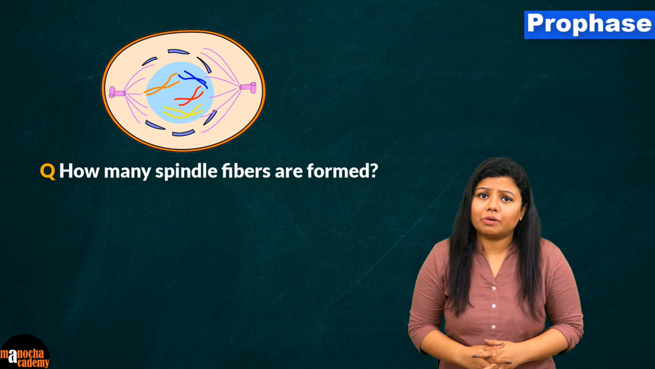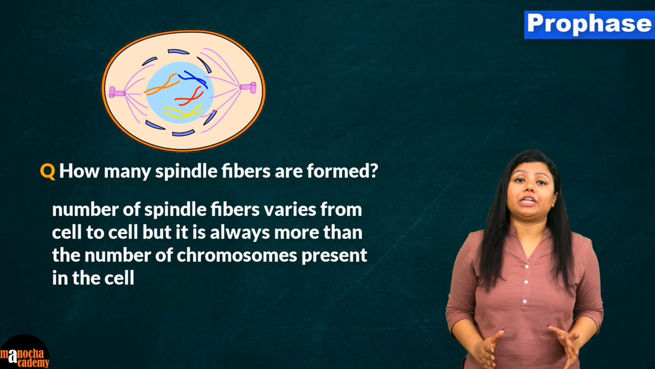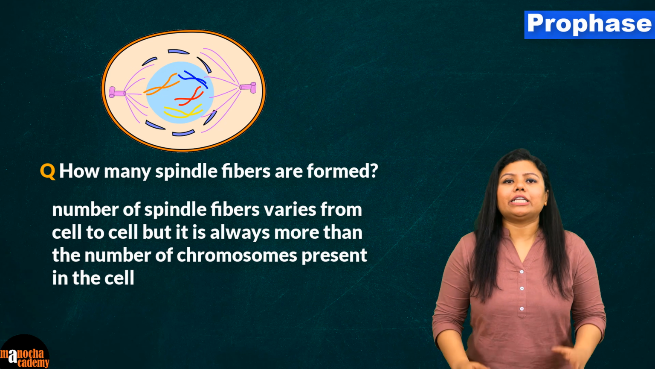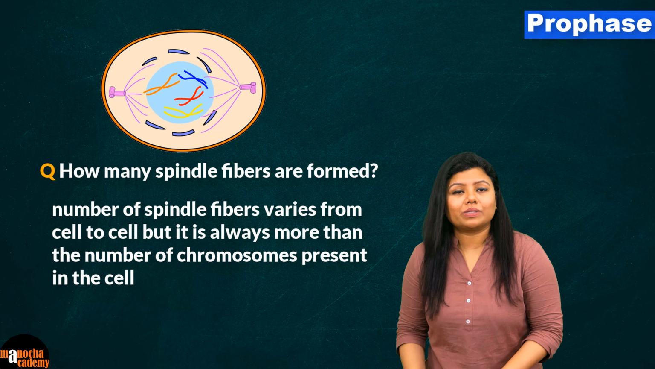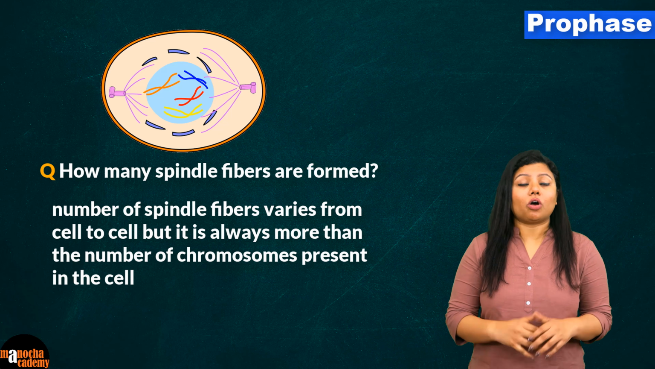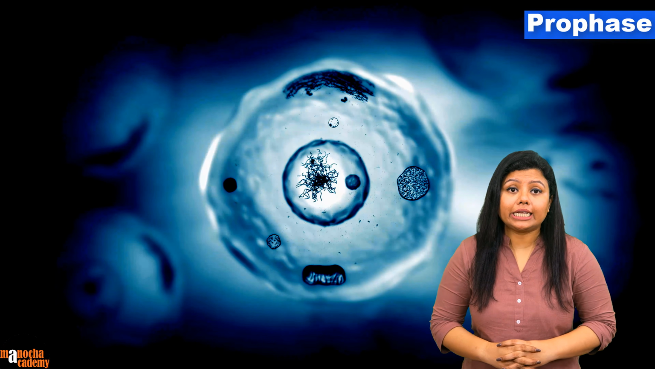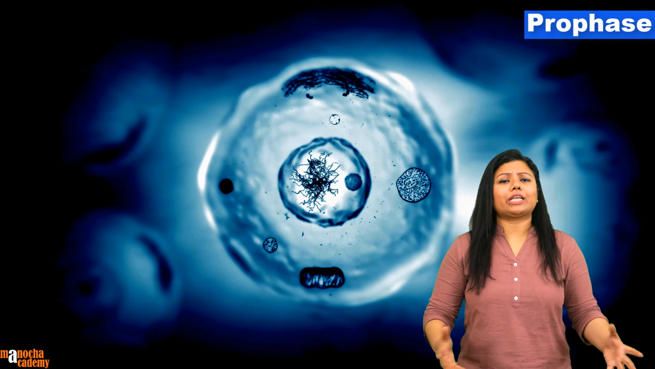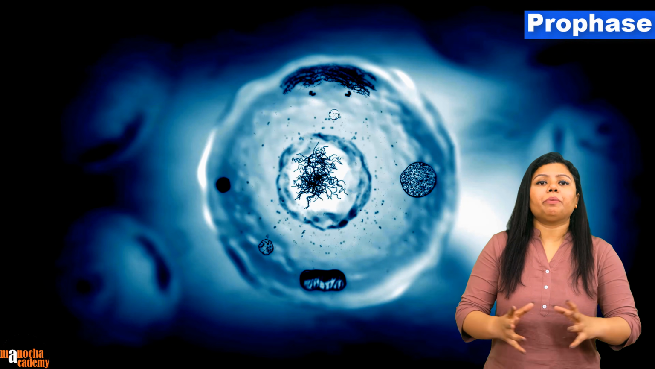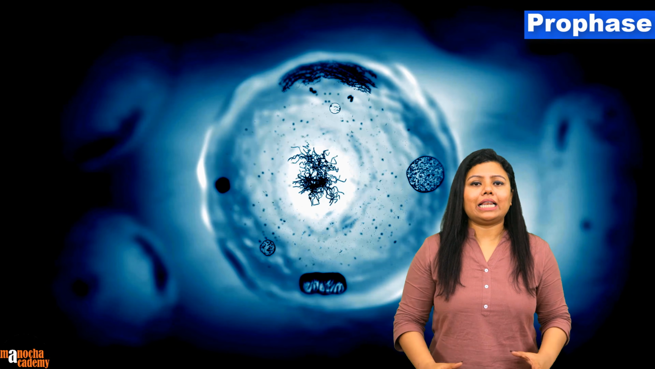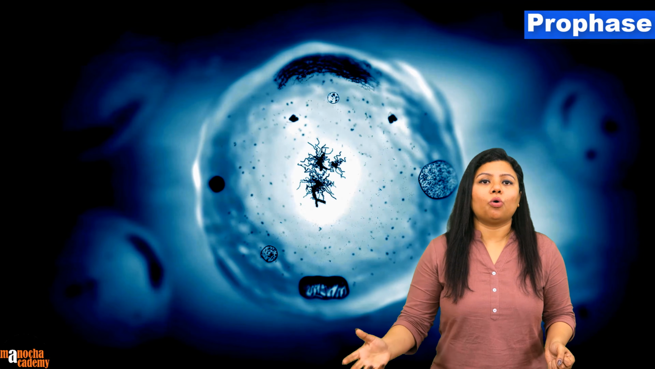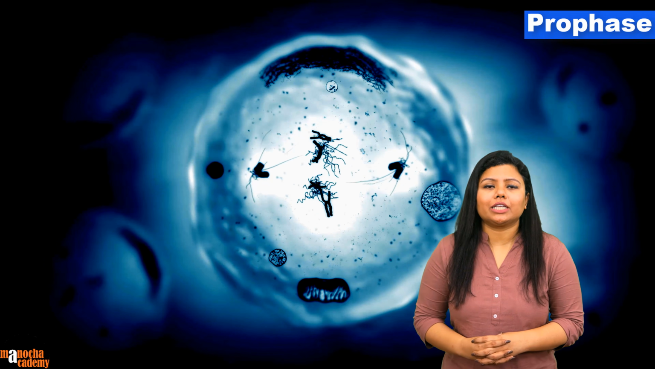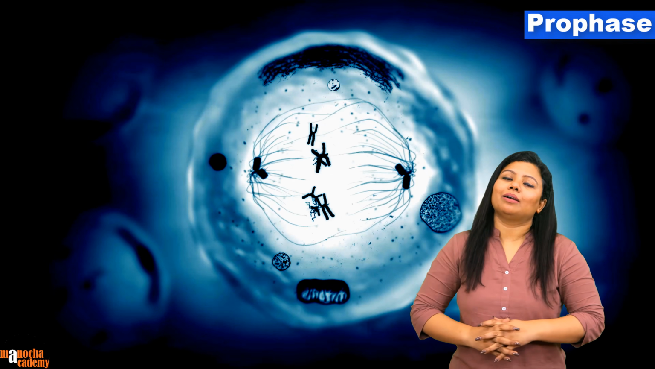How many spindle fibers are formed? Well, that varies from cell to cell, but it is always more than the number of chromosomes that are present in the nucleus or in the cell. Last but not the least, what is any special characteristic of prophase? During prophase, we see that the cell is now getting completely ready and equipped to undergo a complete nuclear division. So those were the characteristic features of mitotic prophase.